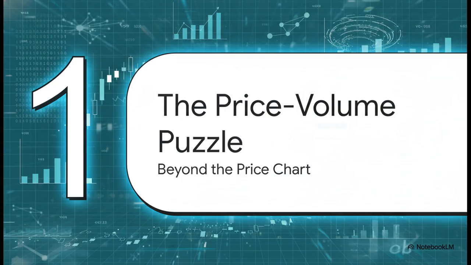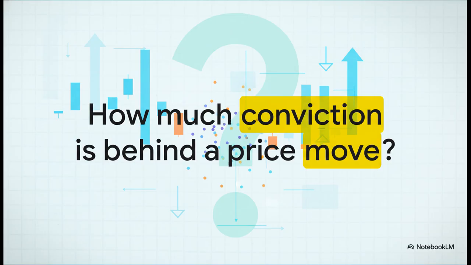All right, so let's start at the beginning. Why was the Klinger Oscillator even created? Well, it all goes back to a basic challenge that every analyst eventually runs into when they're just looking at a simple price chart. A price chart tells you what happened. The market went up or the market went down. Simple enough. But it doesn't really tell you the why or the how. It doesn't reveal the force behind that move.